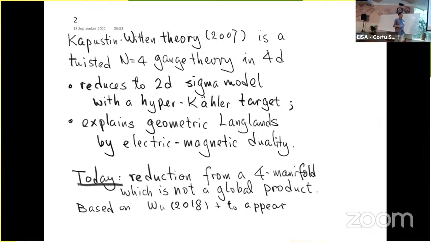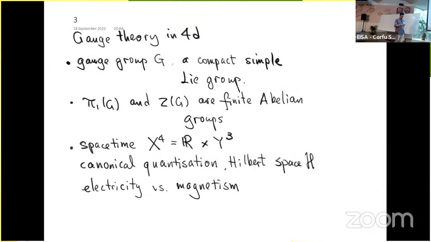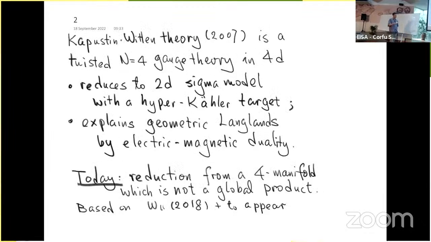So today we'll first start with a brief review of this setup, and then I will mainly talk about reductions from a 4-manifold which is not a global product of 2 manifolds of 2 dimensions. In fact, the fibration is a bit tricky, and also the 4-manifold contains non-orientable surfaces, although the 4-manifold itself is still orientable.